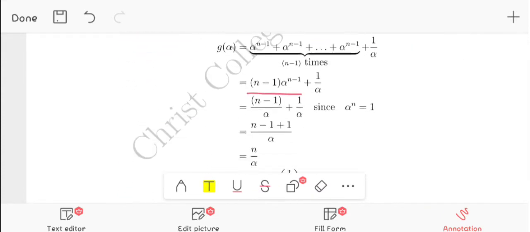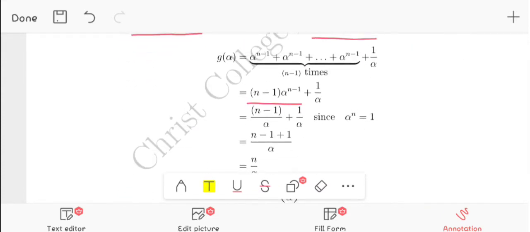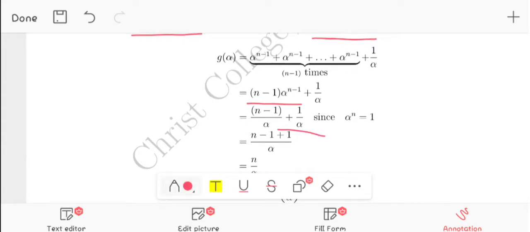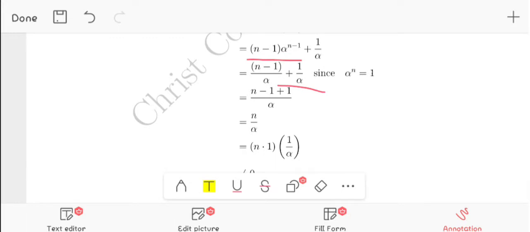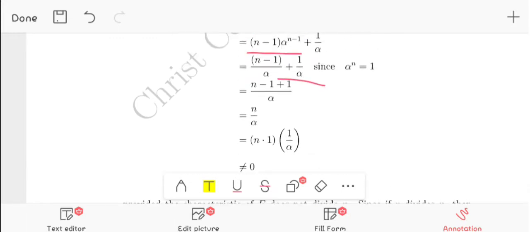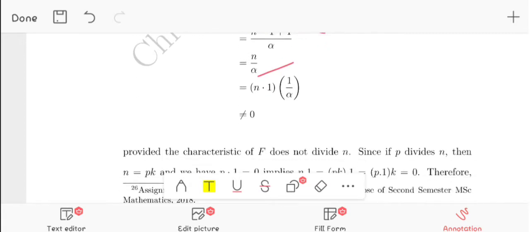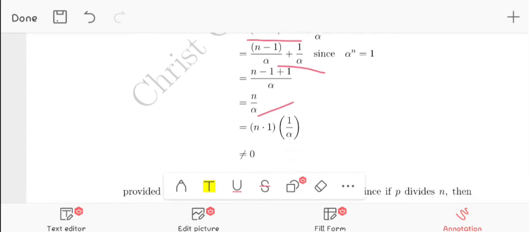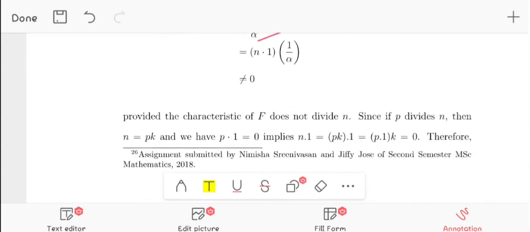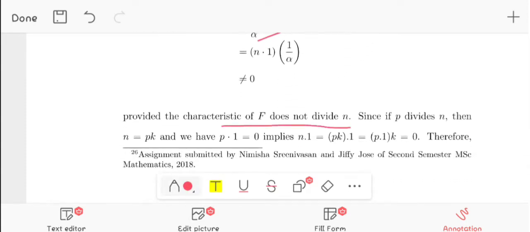So in the next step we have g(alpha) equal to n minus 1 by alpha plus 1 by alpha. In the next step we have g(alpha) equal to n minus 1 plus 1 by alpha, and finally g(alpha) equal to n by alpha, which can be written as n into 1 into 1 by alpha. That is, g(alpha) here is not equal to 0 provided that the characteristic of F does not divide n.